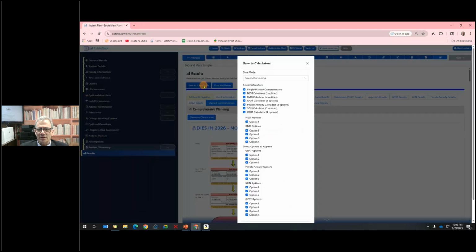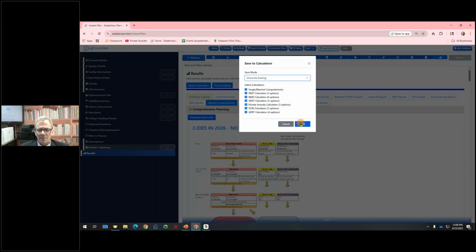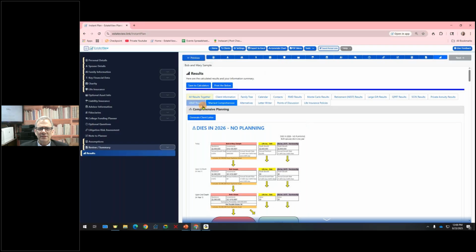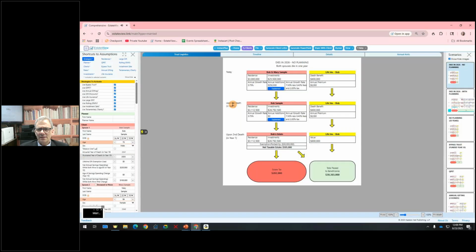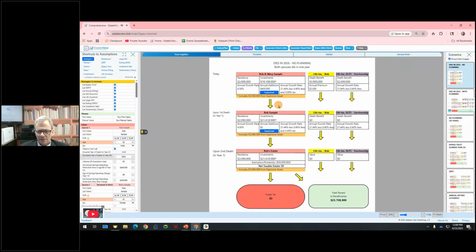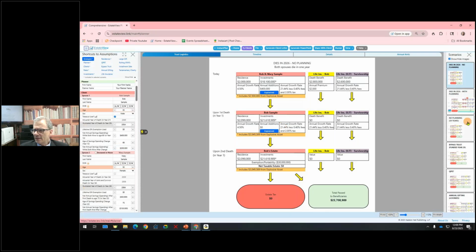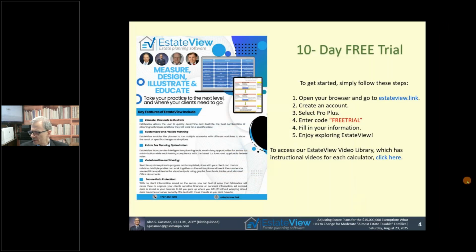So let's go to Save to Calculators. And here I'm going to say Override Existing Calculators. I'm going to click on Save. And now I'm going to go to Married Couple Comprehensive. And here they are again with no planning. And then more definition here. Again, at this point, they're going to need estate tax planning. Oops, I popped out of it.